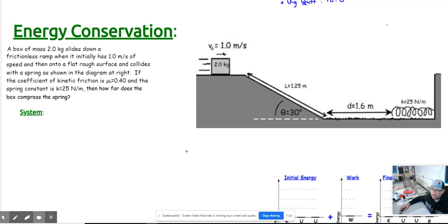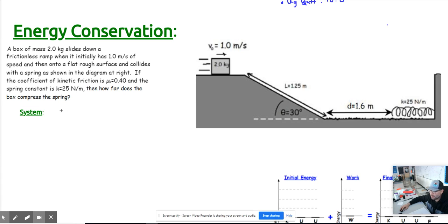So a box of 2 kilograms slides down a frictionless ramp. It initially has 1 meter per second of speed, and then goes onto a flat rough surface and collides with a spring as shown in the diagram, right? If the coefficient of kinetic friction is 0.4 and the spring constant is 25 newtons per meter, then how far does the box compress the spring?